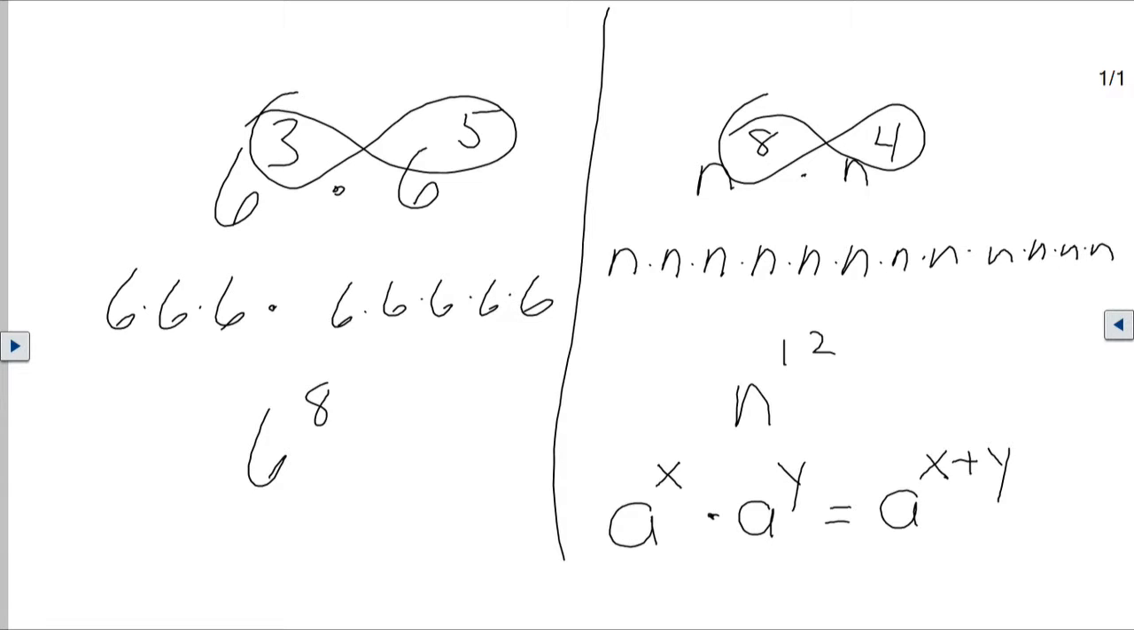Again, the bases have to be the same. I can't do 6 to the third times 4 to the fifth and add my exponents because we can't combine those things together. They're different bases. But when the bases are the same, we want to add those exponents.